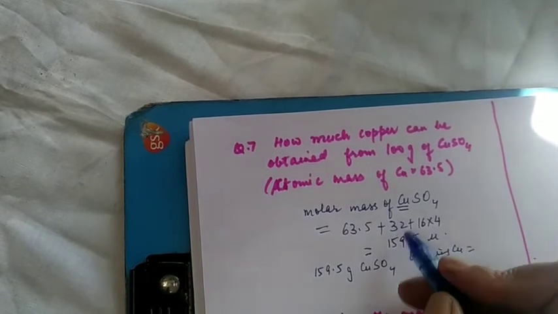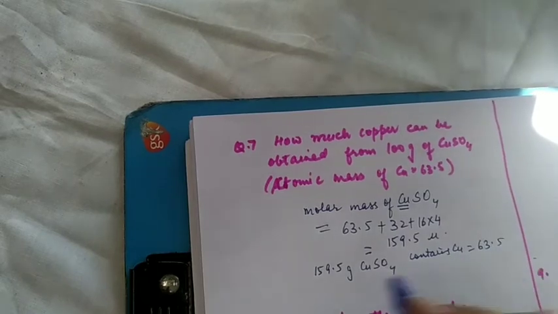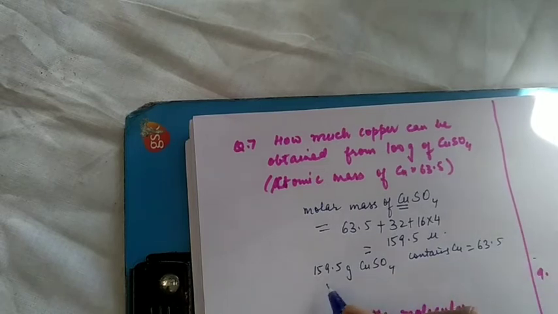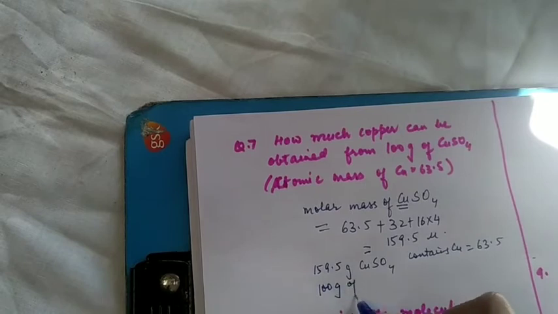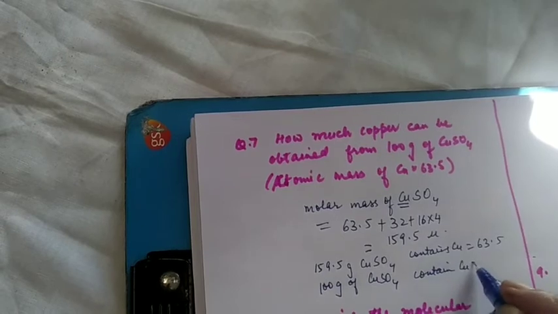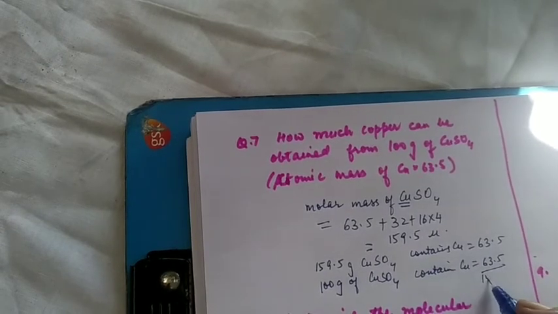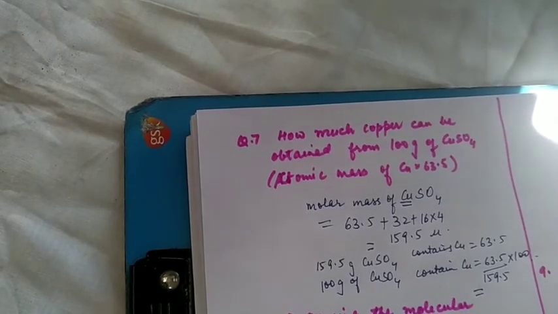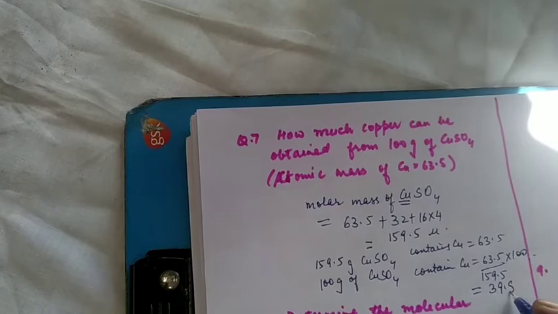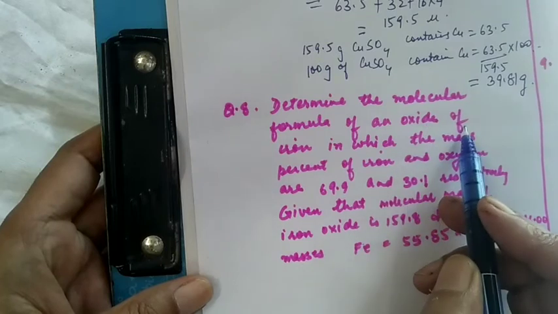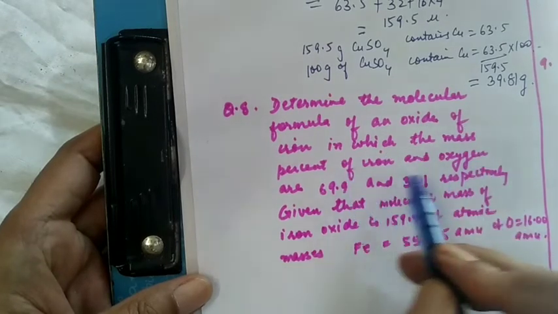equal to 63.5. So 1 will contain copper 63.5 upon 159.5, and 100 grams of copper sulfate will contain copper equal to 63.5 upon 159.5 into 100. On solving, this will come out to be 39.81 grams.